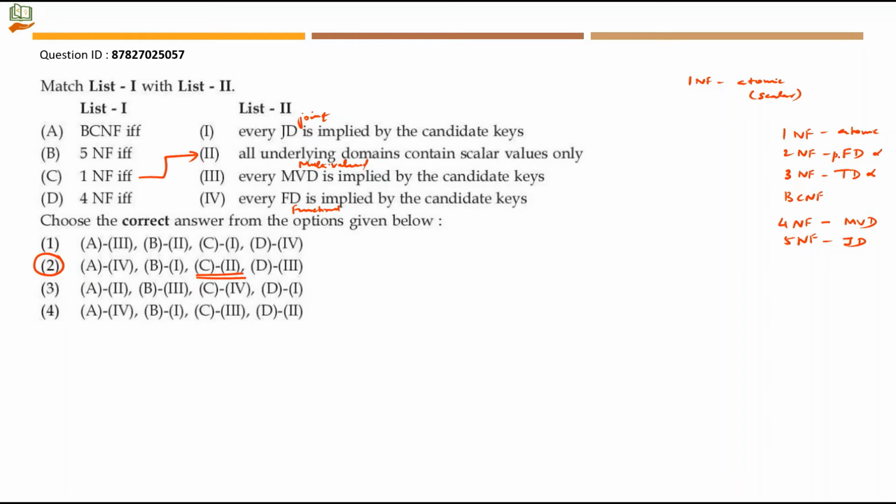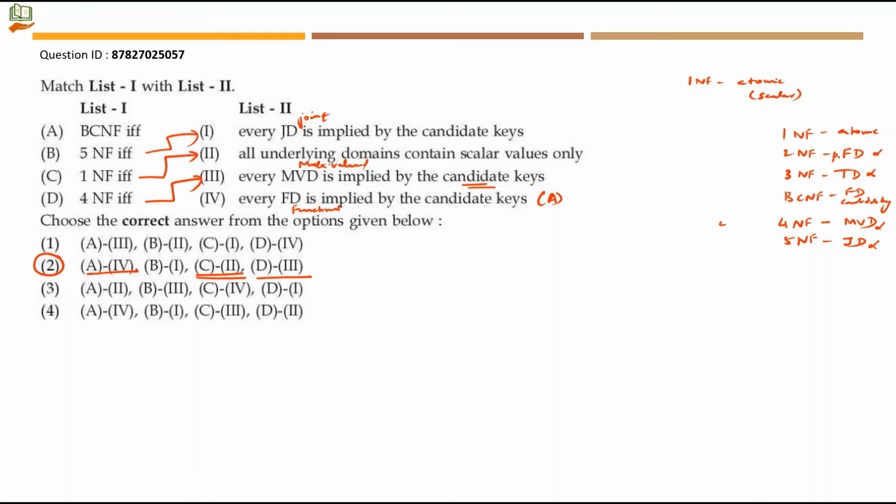When the functional dependencies is implied by the candidate keys, we can say it belongs to BCNF, Boyce Codd normal form. So A will be mapping to 4. So this is FD on candidate key. Then we have 4NF, if and only if every multi-valued dependency is implied by the candidate keys. So here D will be mapping to 3. Then 5NF, if and only if every joint dependency is implied by the candidate keys. So generally they will say multi-valued should not be there. Joint dependency should not be there.